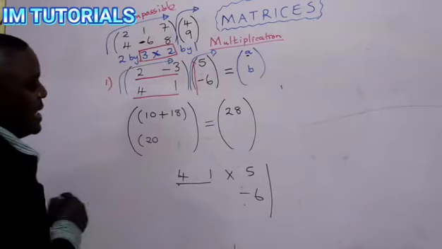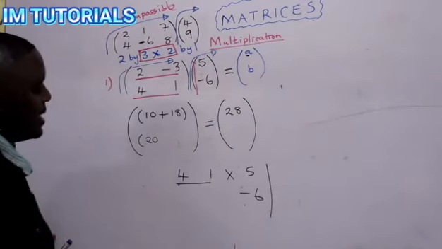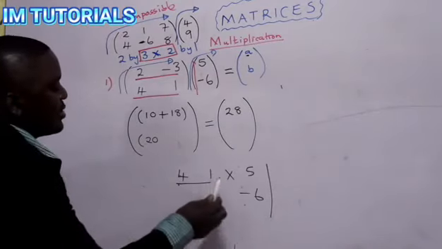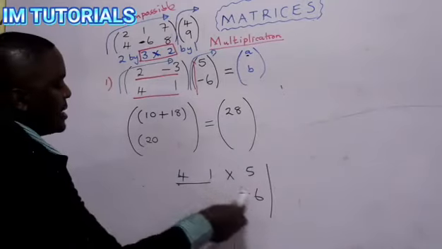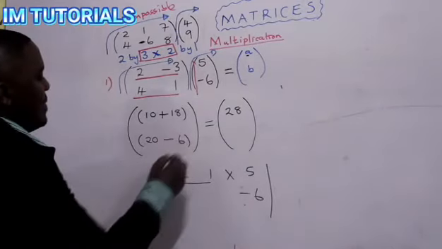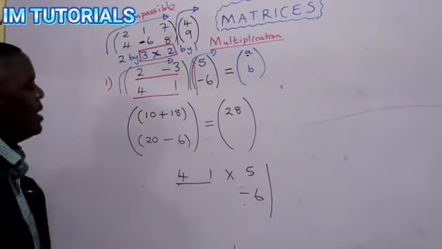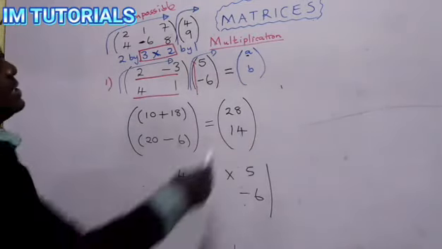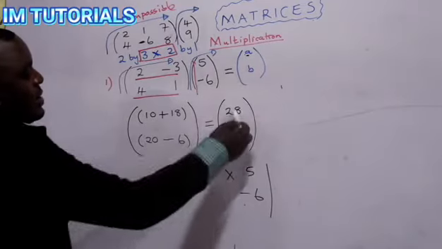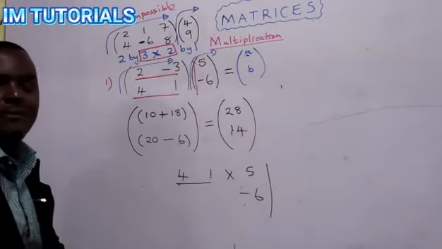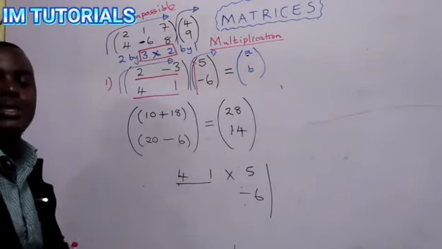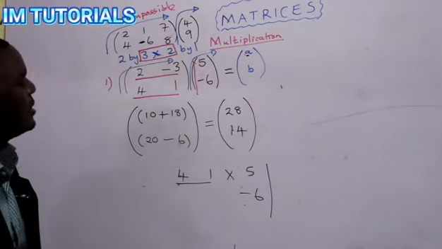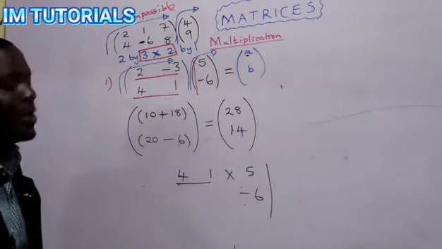Then you write 20. Then 1 is the last number in the row. That number is going to multiply minus 6. So 1 times minus 6, you get minus 6. I hope you are listening. 20 minus 6, it produces 14. It means that B is 14, A is 28. Then you are home and dry. So I want you to stay tuned as we move on to the next question on how to multiply matrices.